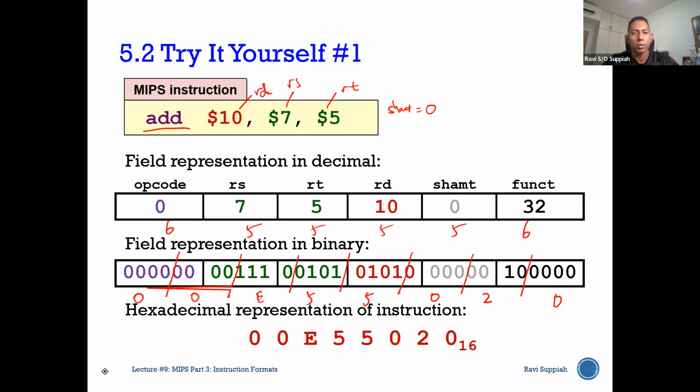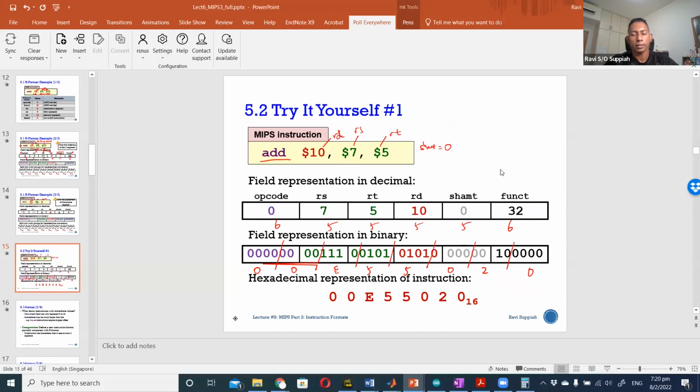Okay, so there's a question: 10, 7, and 5. Is it register number or value in the register? So all these are register numbers. Okay, so if you were to relate this, for example, add 10, 7, 5.